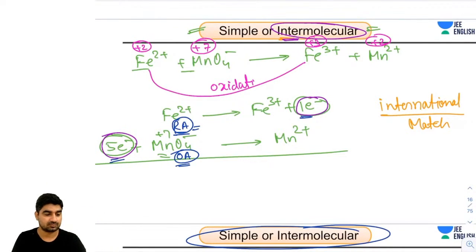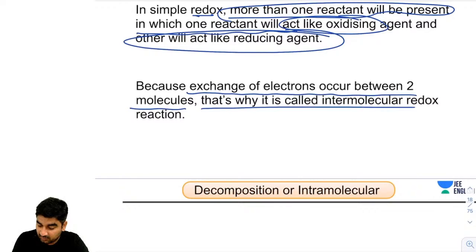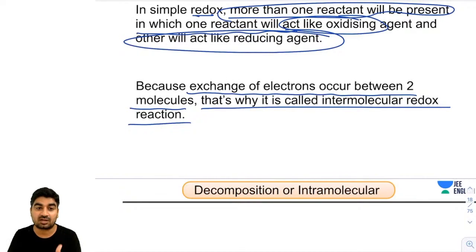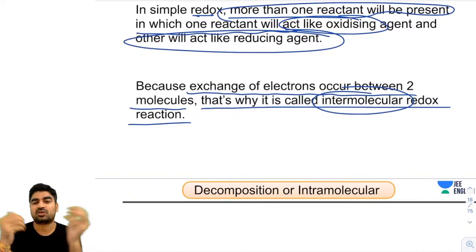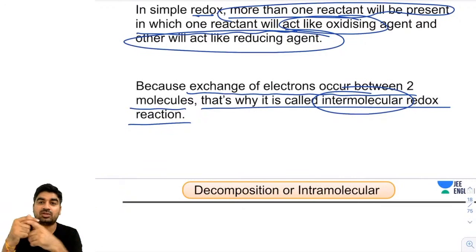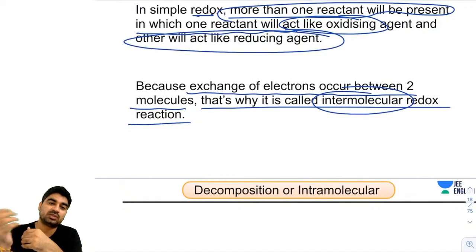Right? Because exchange of electrons occurs between two molecules, that's why it is called intermolecular redox. Now note it down. Because someone might ask you why it is called intermolecular redox. Because it is occurring between two molecules. And I just told you the meaning of international. International means between two nations. I hope you got it, guys.